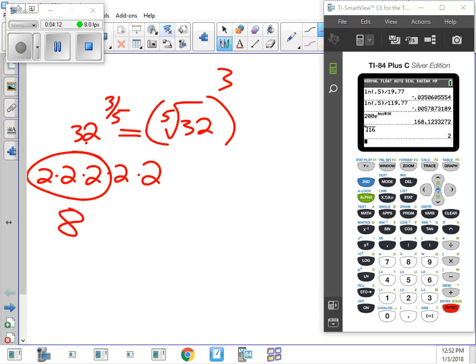So you could type this in your calculator, 32 raised to the 3/5, and you'll get 8. Or the 5th root of 32 to the 3rd, or you can break it up into 5 equal multiplications and then take 3 of them.